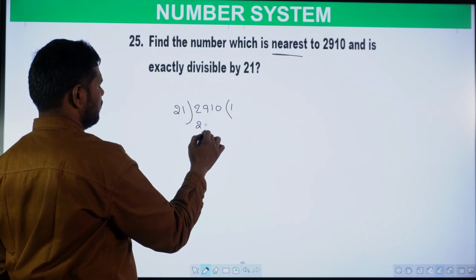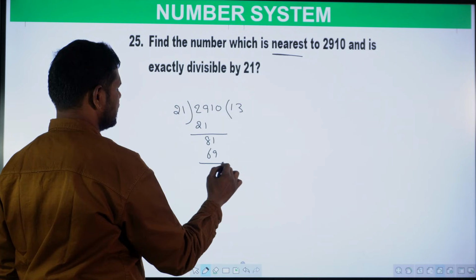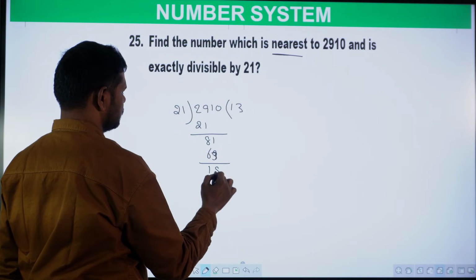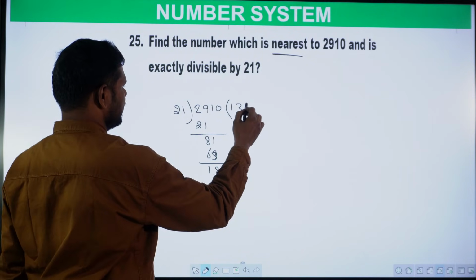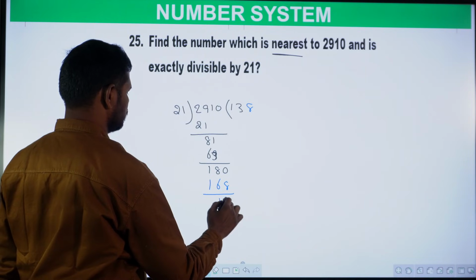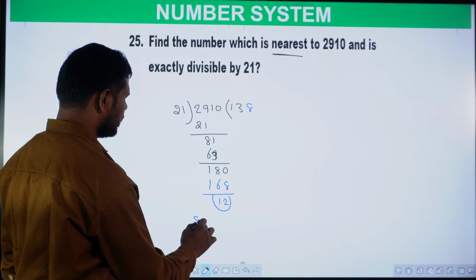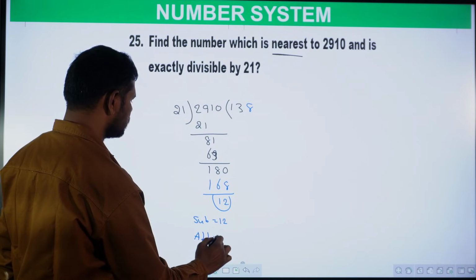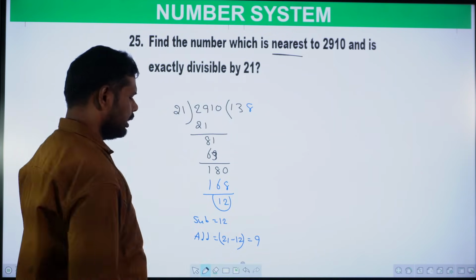21 ones 21, 21 threes 63, right, clear. 21 eights 168, remainder is 12. So here, how much to subtract? We need to subtract 12. How much to add? 21 minus 12, which is 9.